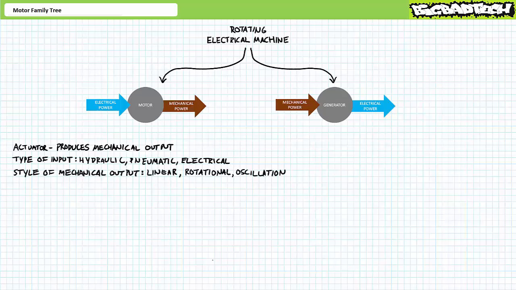We could parse the whole actuator designation up using several different perspectives. For example, what is the type of input power? Hydraulic, pneumatic, electrical, etc. We could also divide those actuators into the type of mechanical output they produce. For example, linear, rotational, or oscillation, which is a form of partial rotation.